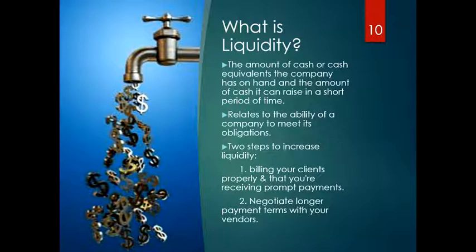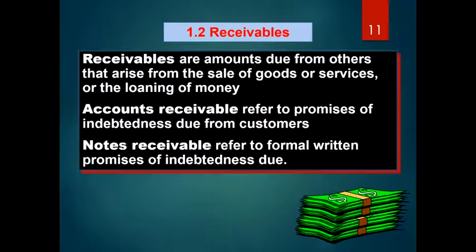So sebab tu dengan 2 cara ni dia dapat increasekan you punya liquidity. Okay, so now let's go to the 1.2, that is receivable. So what are receivable? Receivables are amounts due from others that arise from the sale of goods or services or the loaning of money. Okay, that is receivable.